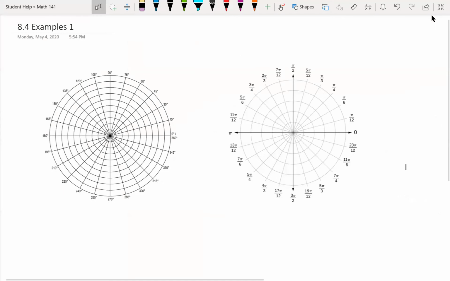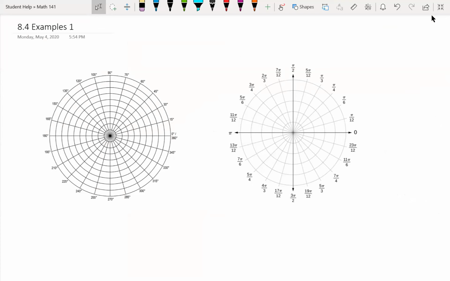Hello students, this is a video with examples from section 8.4, which are looking at some of the polar graphs and then also looking at changing between rectangular and polar equations. You can graph some of these in Desmos as well.